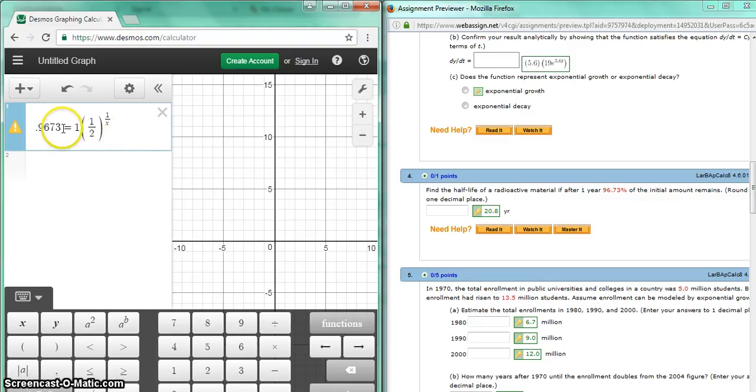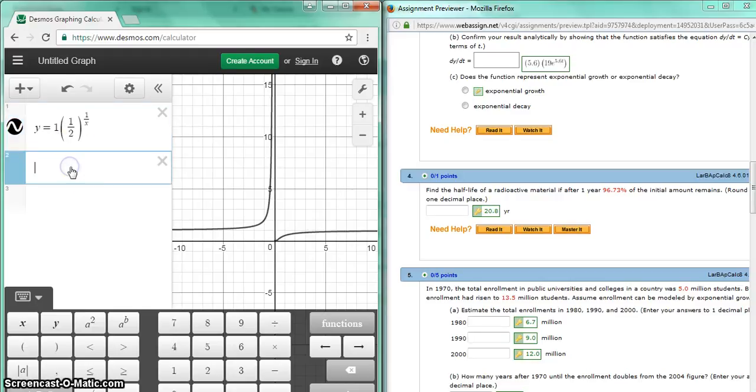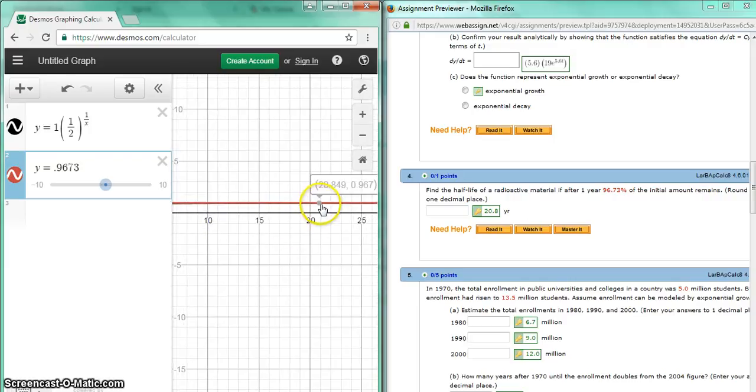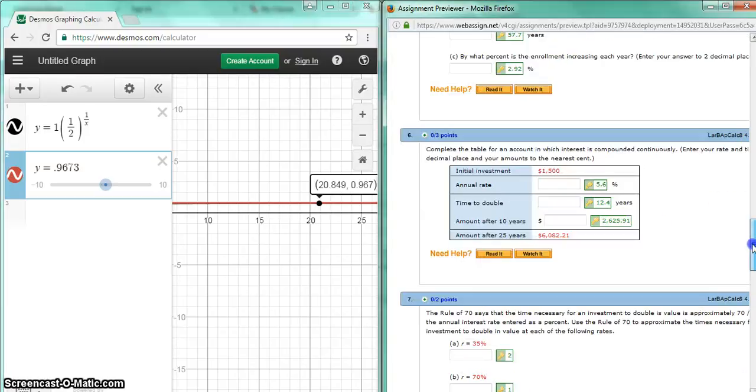Now, this is something that Desmos cannot solve. But if I say this is my y, and I say my y equals 0.9673, then I'm just solving to find where these two things intersect. And so here's my line. This is years. I see it following there, and I see the intersection right there, which is 20.8 years, rounded to 1 decimal place. So in the supplement, I'll show how to do it algebraically. But again, we can use Desmos to help us out.